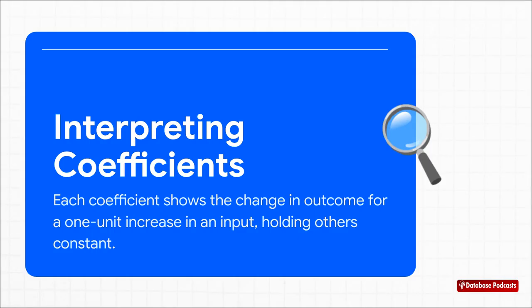Each coefficient tells you how much the outcome changes for a 1-unit increase in that specific input with one massive condition. We have to assume that all the other inputs are held constant. People call this the all else being equal principle, and it is everything.